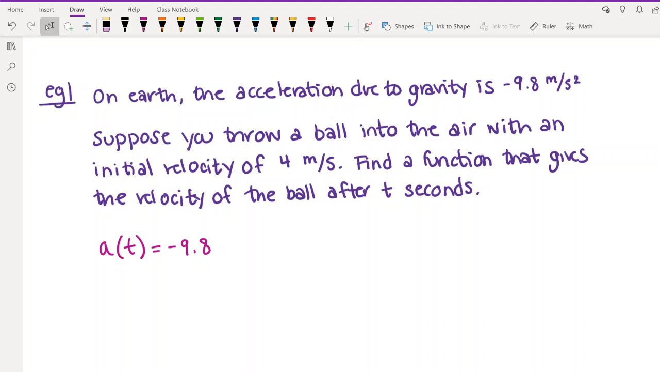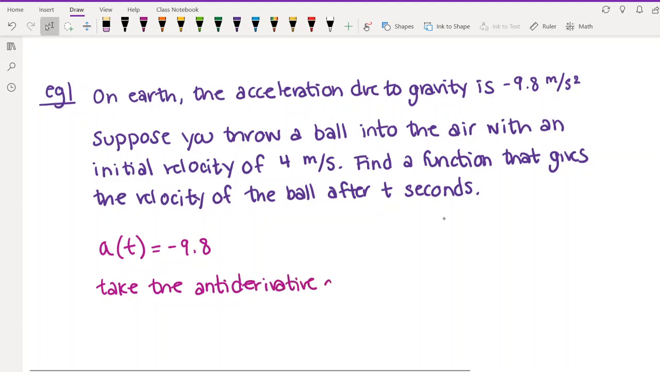So how do we find the velocity function? Well, we take the antiderivative of, or sorry, I don't know if I said the right thing. What I meant to say is, to find the velocity function, we need to take the antiderivative of the acceleration function. So we're going to take the antiderivative of a of t to find v of t, because of what we outlined up here.